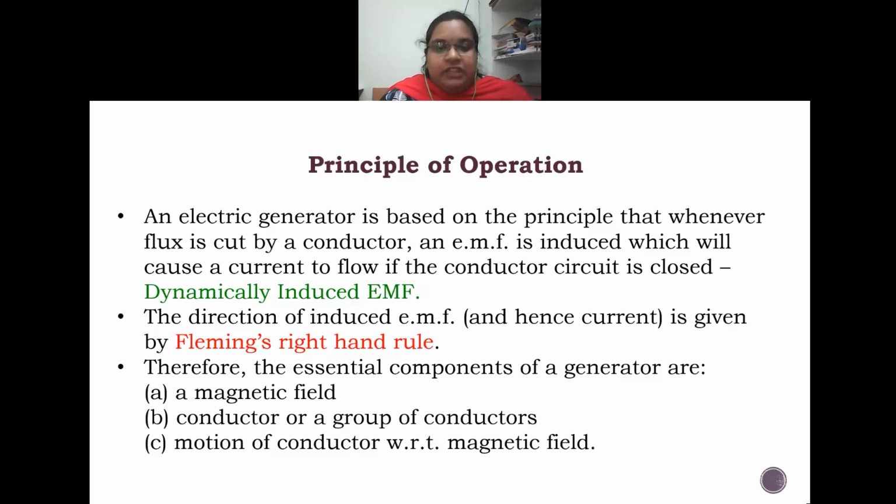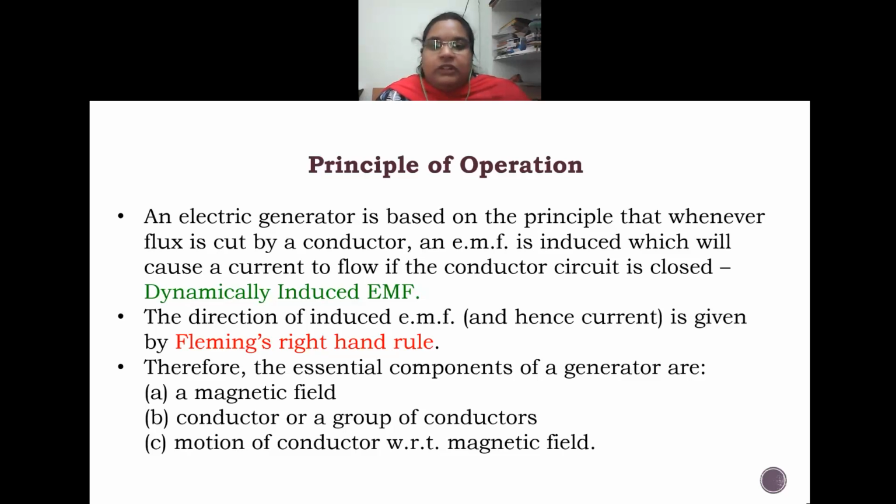The direction of this induced EMF, and whatever the resulting current might be, is given by Fleming's right hand rule. So the principle of operation for the DC generator is dynamically induced EMF, and the direction is given by Fleming's right hand rule.